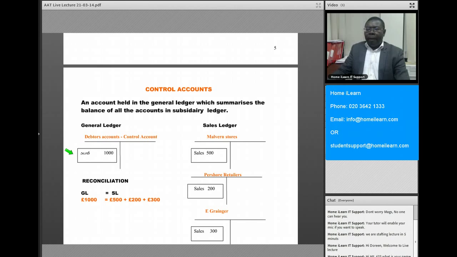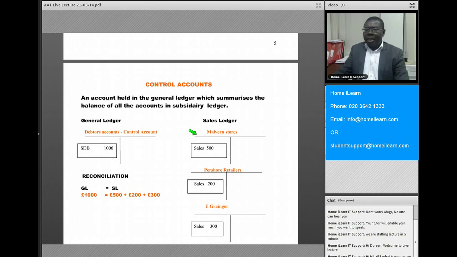But we only have to post totals to this account. Here you can see that we have a debit here as £1,000. However, we don't know who owes us this £1,000. So what we tend to do is open a subsidiary ledger called a sales ledger, which is a customer's ledger. And in this ledger, we will open individual accounts for those customers who owe us £1,000. So we can see that we have the breakdown here.